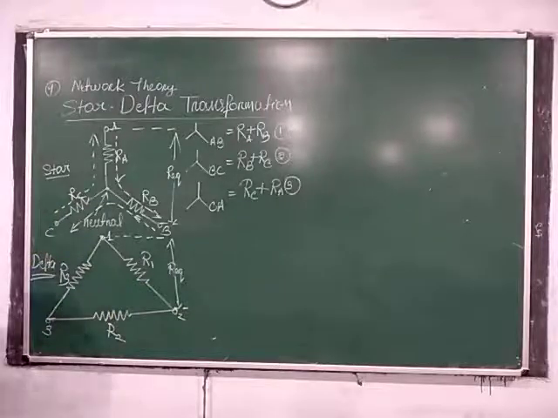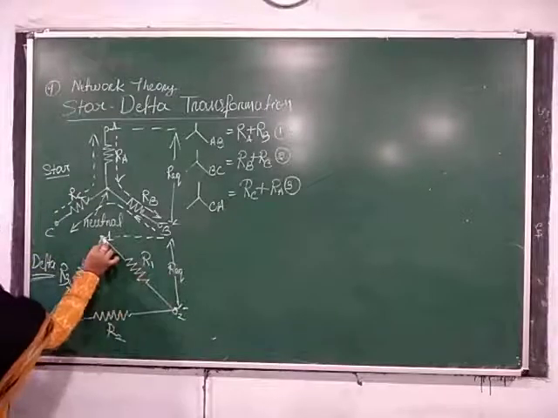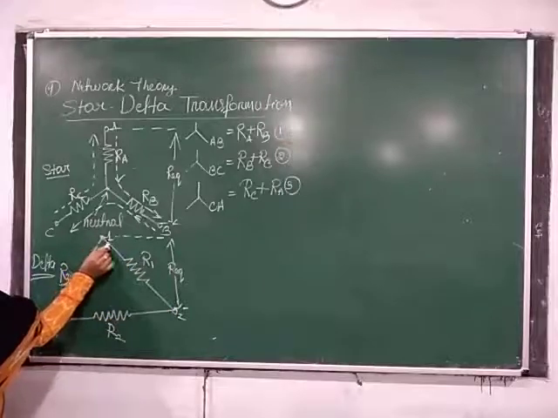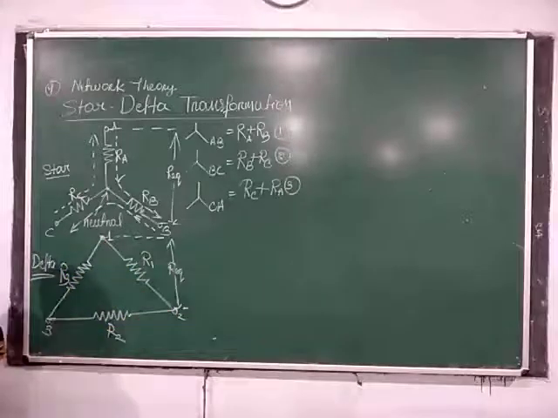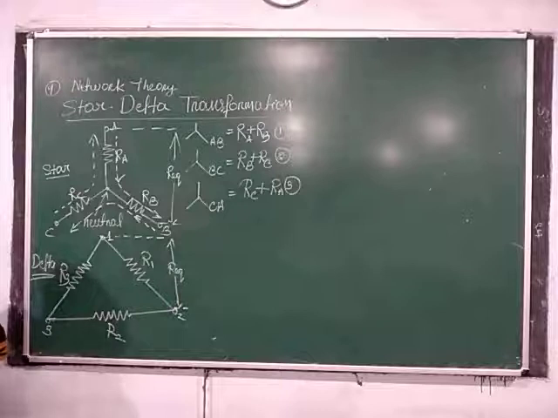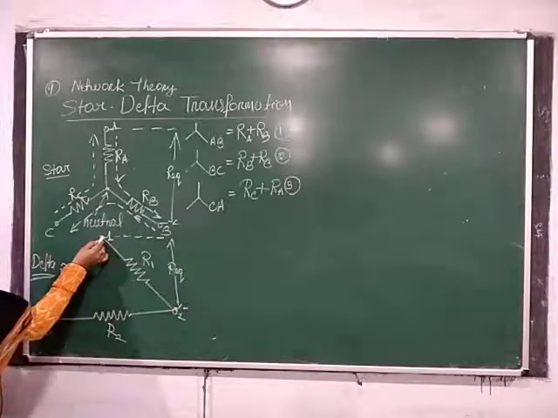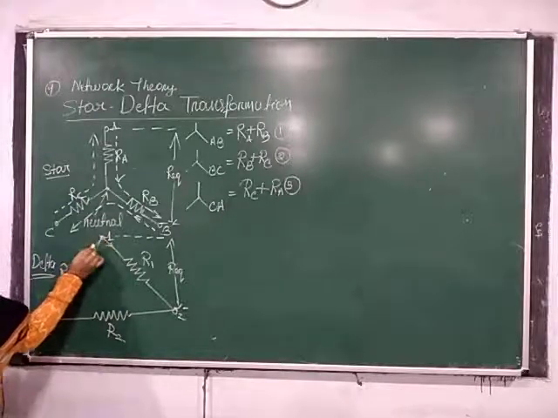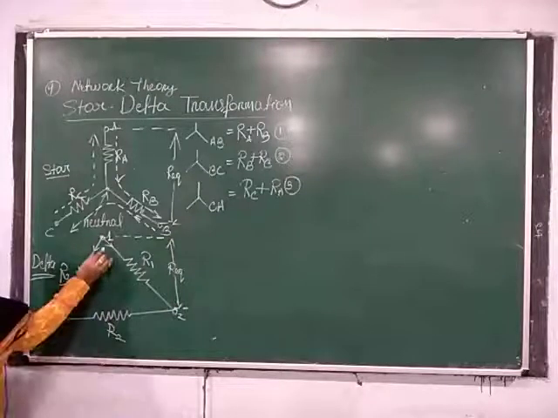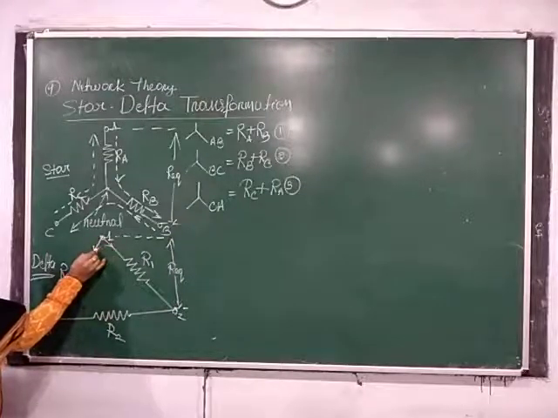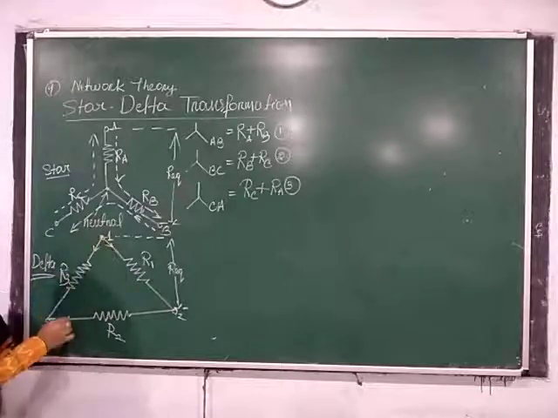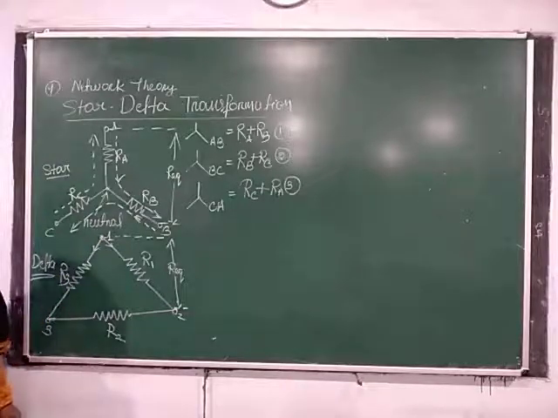If you find the equivalent resistance between terminals 1 and 2, you see that if you start your movement from this point, you get two paths, this one and this one. The arrow mark shows the direction of movement. This is the easy way to find equivalent resistance.